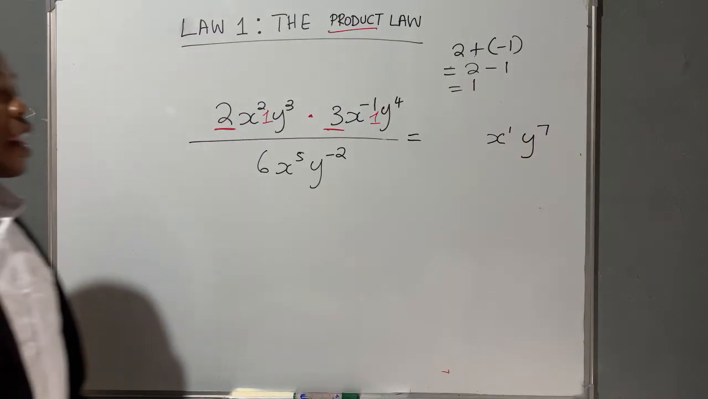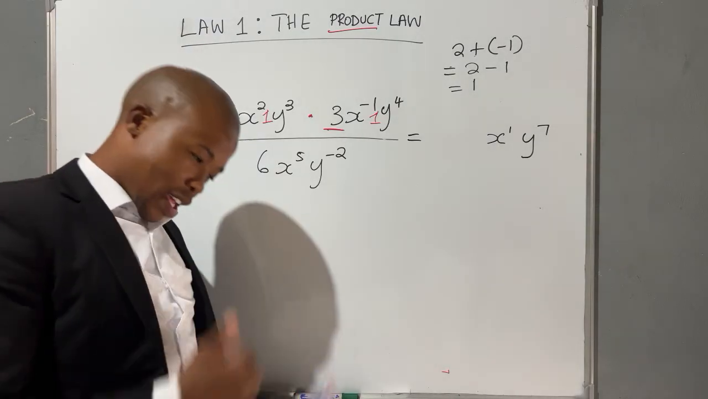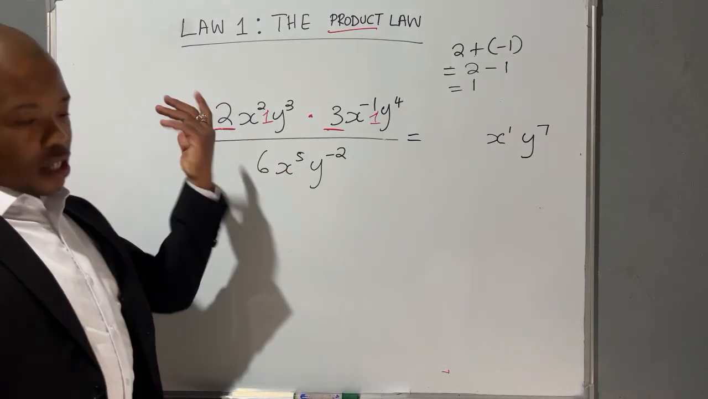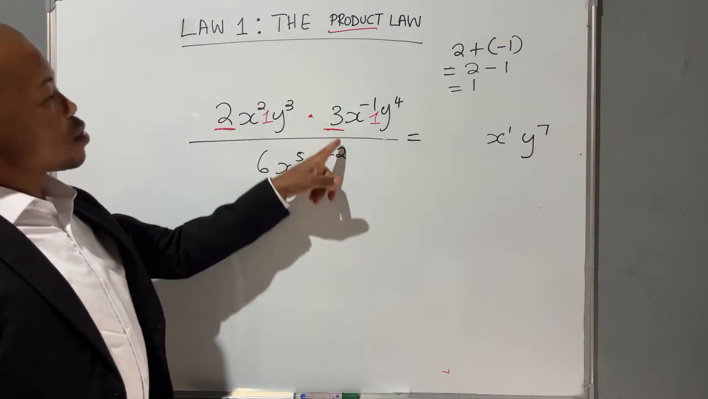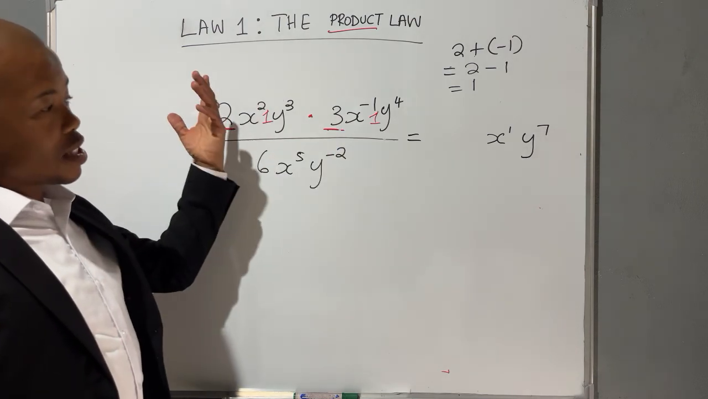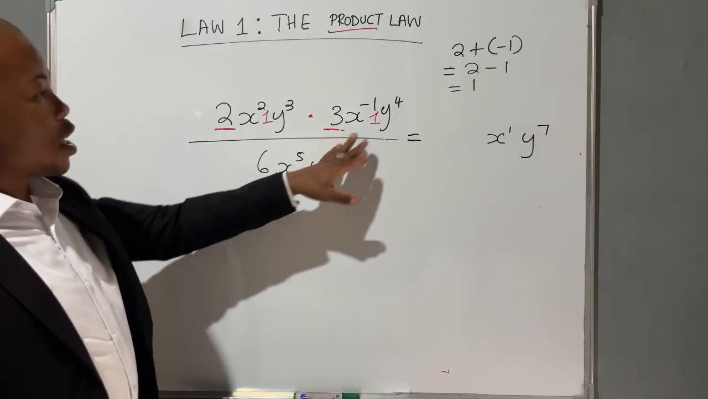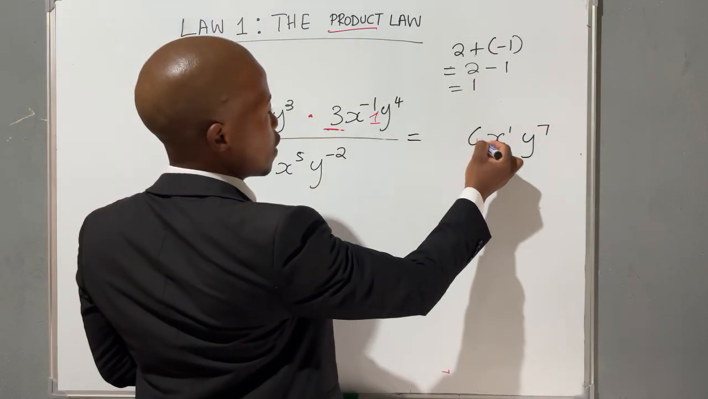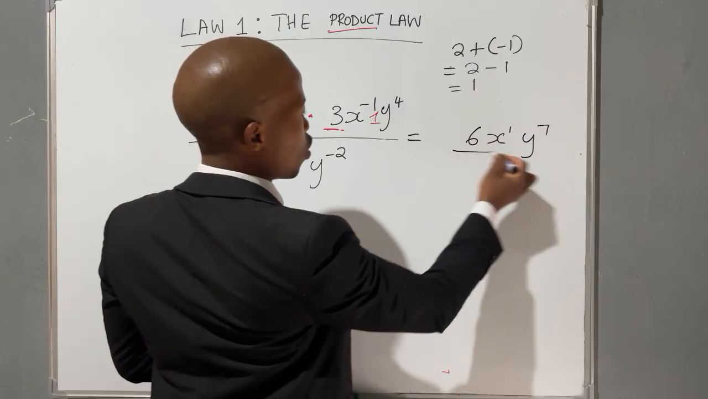Can you see it? Now, let's multiply all the coefficients. 2 times 1 still gives us 2. 2 times 3 gives us 6. And then that 6 times 1 still gives us what? Just 6. So we are still at 6, right? Over.